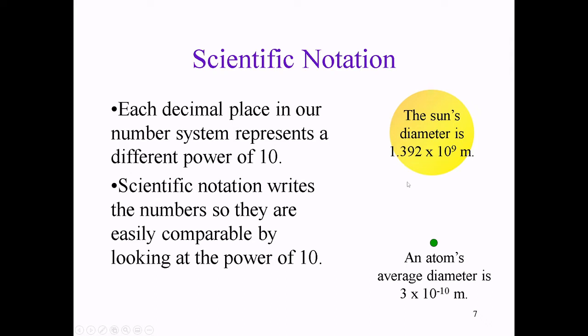We're going to write that the sun's diameter is 1.392 times 10 to the 9th meters. And an atom's average diameter is 3 times 10 to the negative 10th meters. Doing this, we can more easily directly compare them, and we'll talk about that in just a second here.